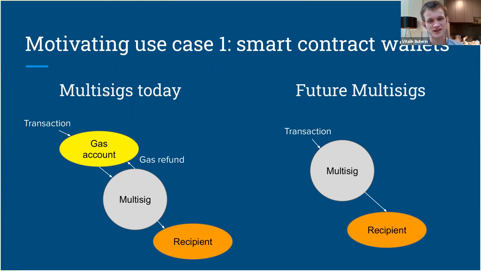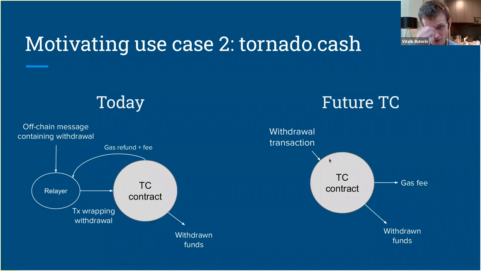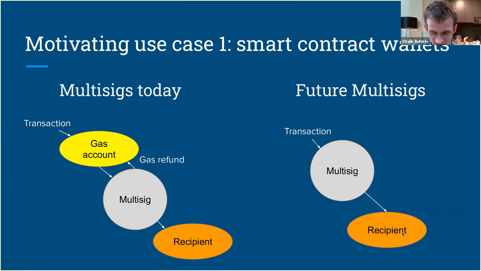So with account abstraction, future multisigs have a much simpler model, right? Basically, you have your account, a transaction, and the transaction directly goes into the multisig. The multisig imposes and checks its own validity conditions. And if the validity conditions pass, then it just sends the transaction to whatever the recipient is. And so it just works exactly the same way as a single signature account works today. That's the first motivating example.